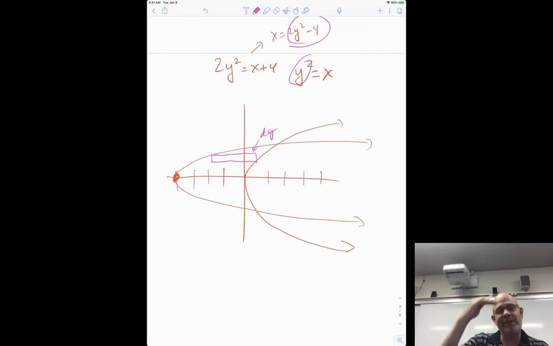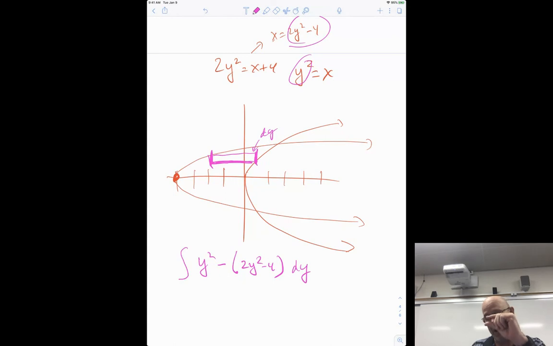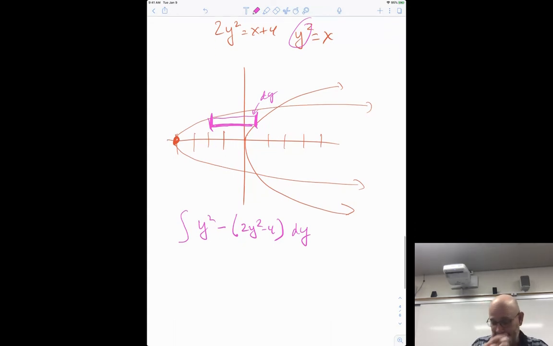And now instead of the top minus the bottom for the height of the rectangle, the height of the rectangle is actually the right minus the left. So the right curve in this case is the y squared minus the left curve, which is the 2y squared minus 4. It's dy because the width of the rectangle is dy. It's horizontal.